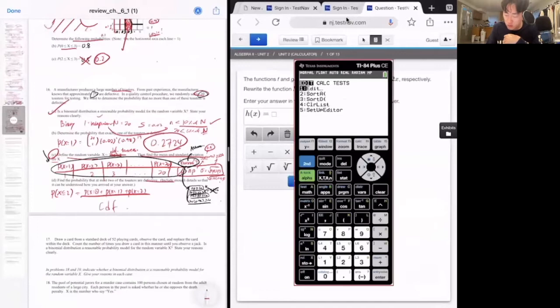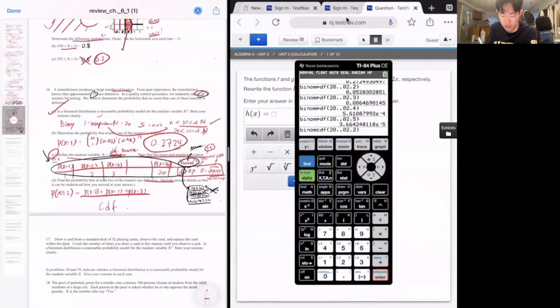So I'm just going to go to my binomial CDF, and trials is 20, obviously. Probability is 0.02, and the X value is 2. And everything added up to that point is about 0.99. To be more specific, 0.99 for that. And that should match up with the answer key there.